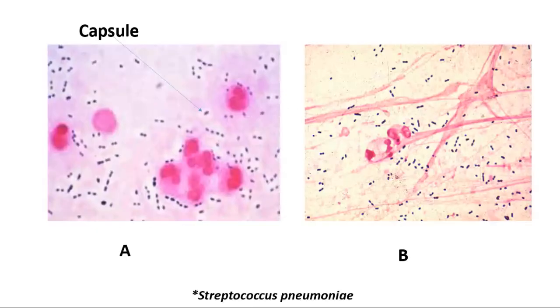Now I am showing you the images. This is the streptococci, or you can say the pneumococci, or Streptococcus pneumoniae. What is the identification mark? They are Gram positive because they are purple in color, and these Gram positive cocci are arranged in pairs.